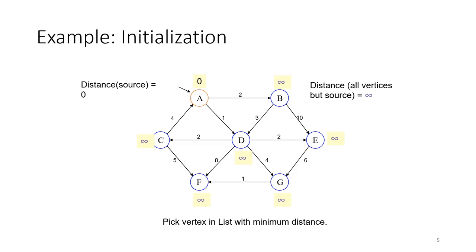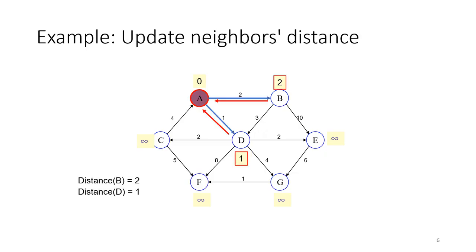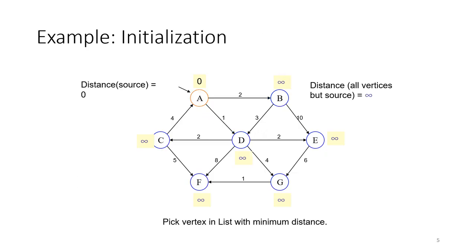So let's see how it works. In the first case, we will make this node the source node, and from A we can reach two other nodes. We can see here there are two outgoing arrows, one to B and one to D. So the distances of B and D will change. B will become reachable in 2 units from A, and D will become reachable in 1 unit from A.